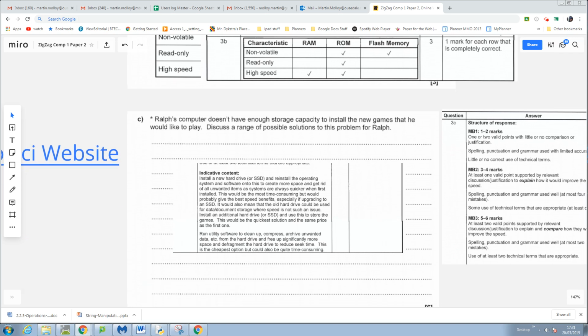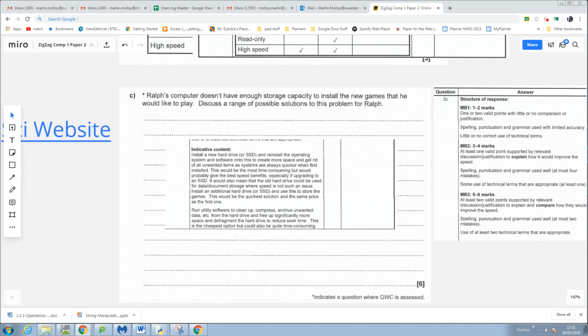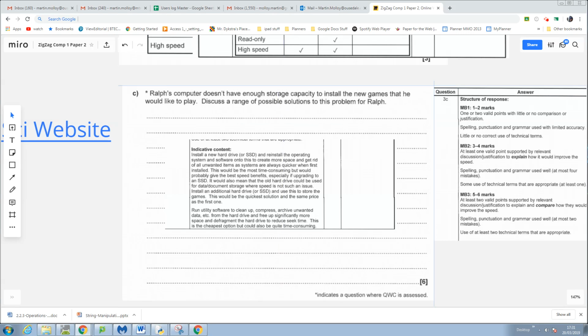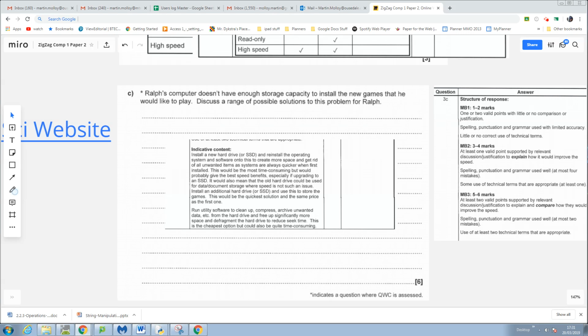Part C. Ras's computer doesn't have enough storage capacity to install the new game that he would like to play. Discuss a range of possible solutions to this problem for Ras. So down here it tells you it's got 6 marks, and up here in the question, it's telling you that you've got to discuss it. So give the arguments for and against things.